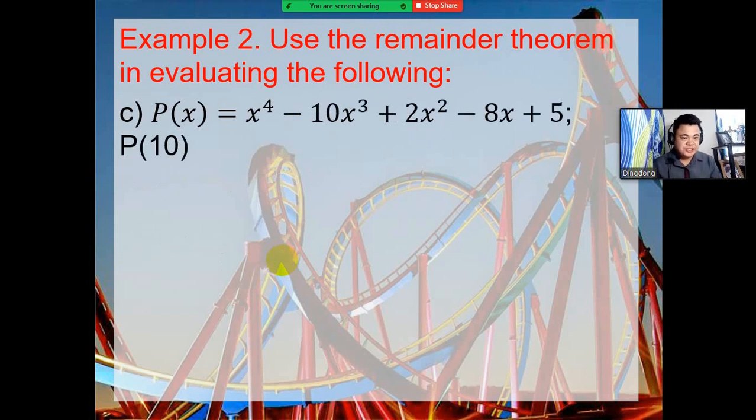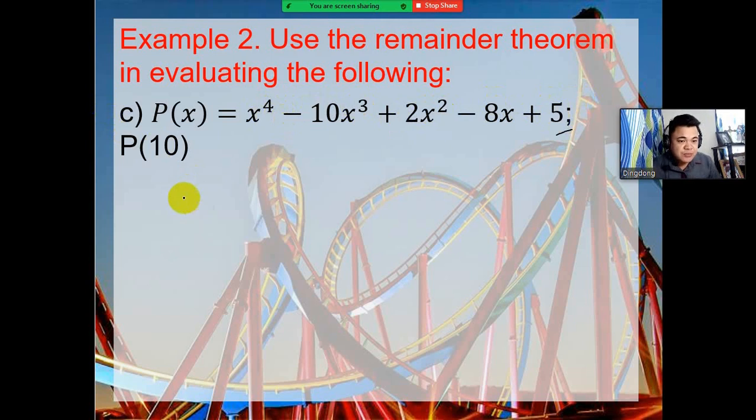Next, letter C. P of x is equal to x raised to the 4th minus 10x cubed plus 2x squared minus 8x plus 5. We have the value of x, which is 10. So since we have P of 10, now let's use synthetic substitution here. Let's check the dividend if it is complete and arranged: x raised to the 4th, 3, 2, 1, 0. And as you can see, from the highest degree up to the lowest degree, they are there. But you have to make sure that if the polynomial function is incomplete, please make sure to complete it before you start performing the synthetic process.